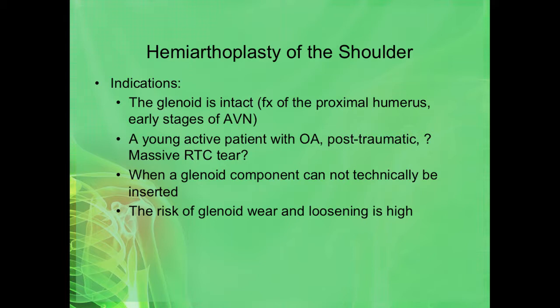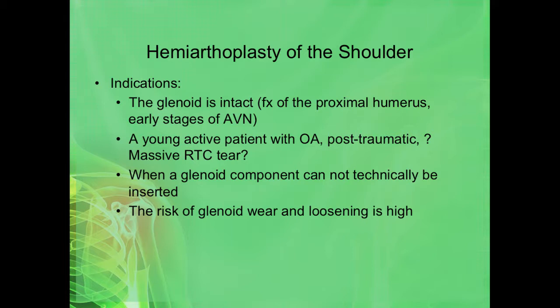So we're going to focus a little bit of time right now on hemiarthroplasty of the shoulder. So who are the individuals that would have a hemiarthroplasty? This is in a situation where the glenoid is intact. They may have fractured their proximal humerus, but the glenoid is okay. This may also be in a young active patient with OA, where they may be post-traumatic, where they may have a massive rotator cuff tear.